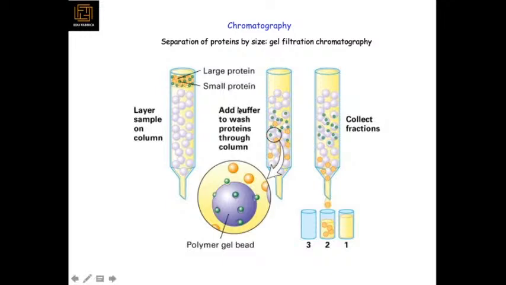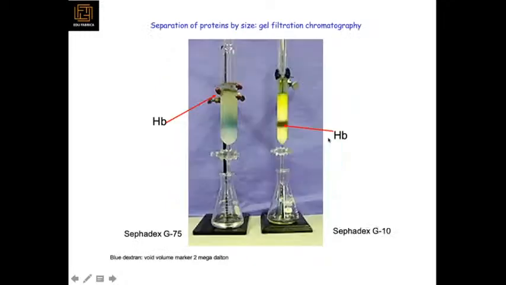So this is gel filtration chromatography. So we're going to talk about it. In gel filtration chromatography, your samples are loaded on columns. So you have large proteins and small proteins. Large proteins will just flow out, and the small proteins will get attached to the beads, and then later on with the help of fractionation they can also be removed.